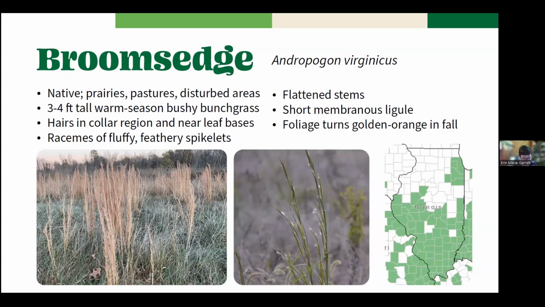And then hopefully you can see in the photo that in the fall and through the winter, the foliage is going to turn that golden orange color, which is one of the most reliable ways to identify it. Way easier in the fall and winter than in the summer. Distribution wise, you can see it is pretty widespread, but pretty absent in most of northern Illinois.